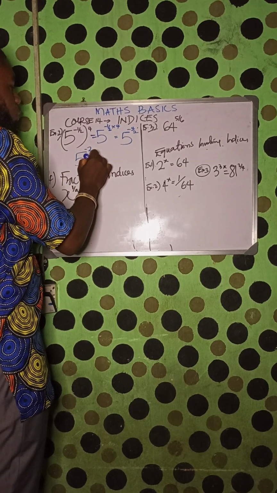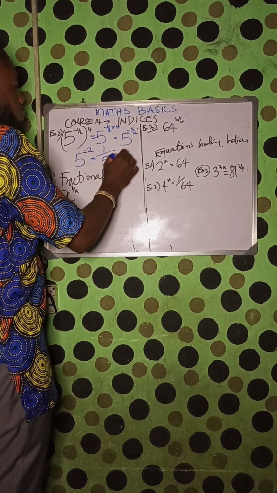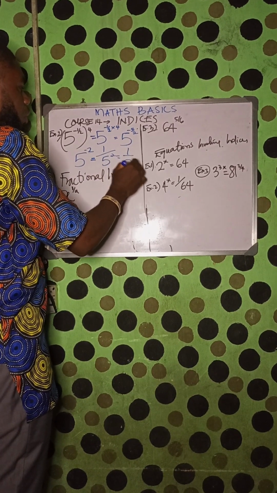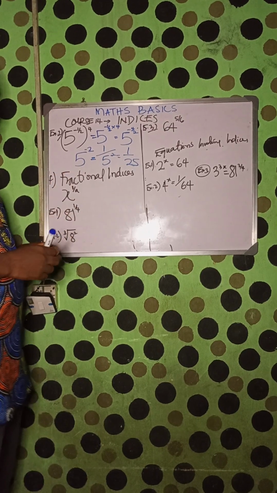So I'll break it down. I'll just have 1 over 5 squared, which is equal to 1 over 25. So this is the final answer there, 1 over 25 as the final answer.